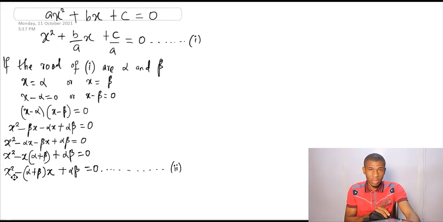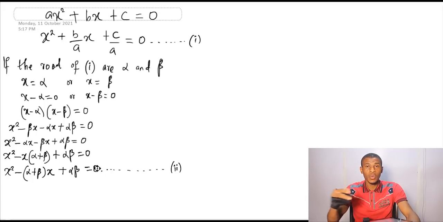What is it giving me? x squared minus (alpha plus beta) x plus alpha beta equals 0. This is a quadratic equation formed by the roots alpha and beta.